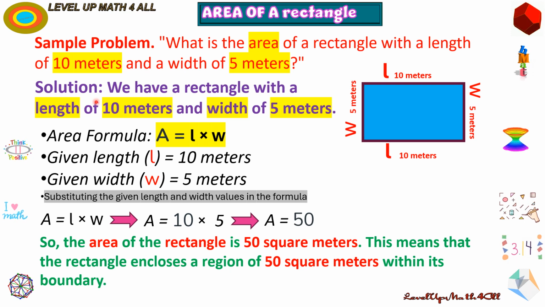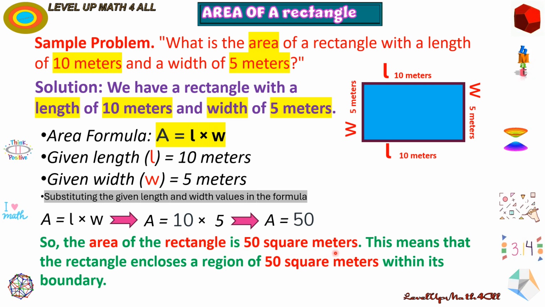Now, the solution. We have a rectangle with length 10 meters and width 5 meters. The area formula we know should be either L times W or W times L. That means length times width or width times length. So in the given problem, the length is 10 meters, the width is 5 meters. If we substitute the values in the formula L times W, that is 10 times 5, which is nothing but 50. So the area of the rectangle is 50 square meters.